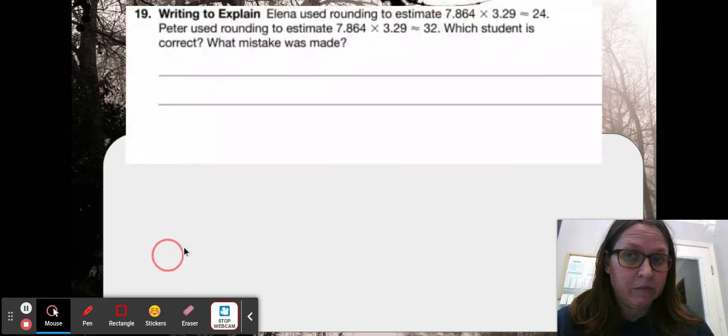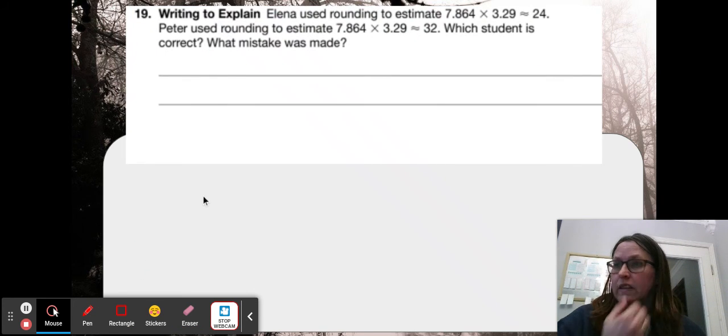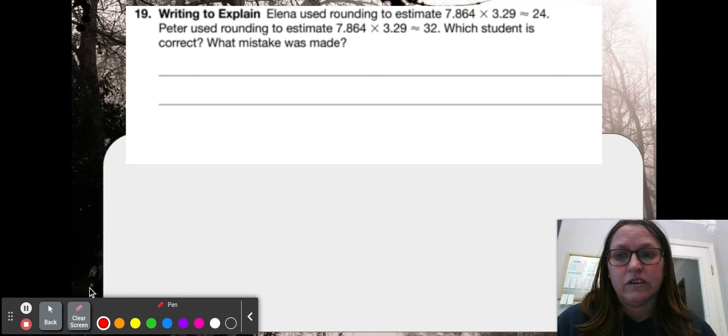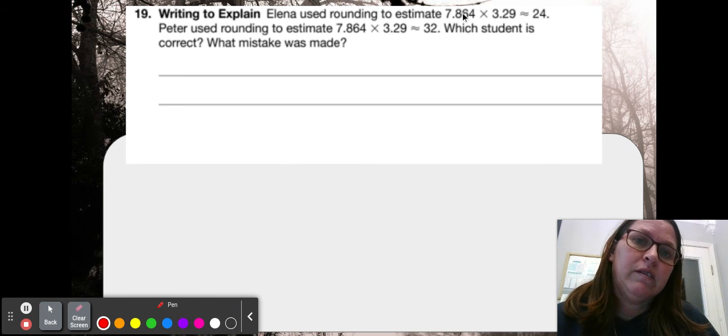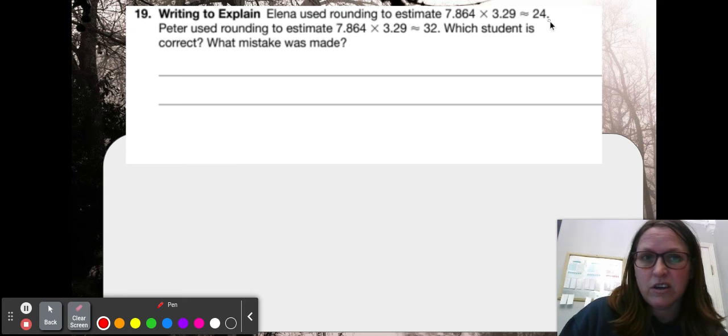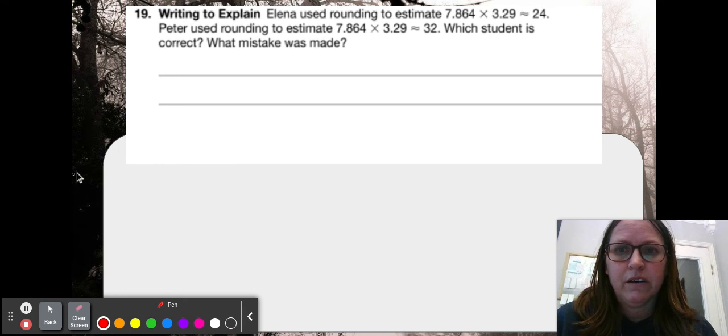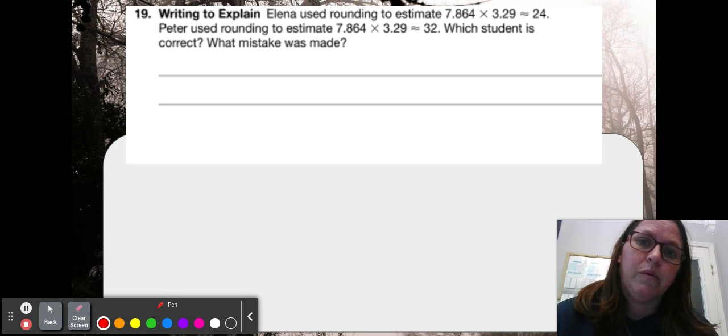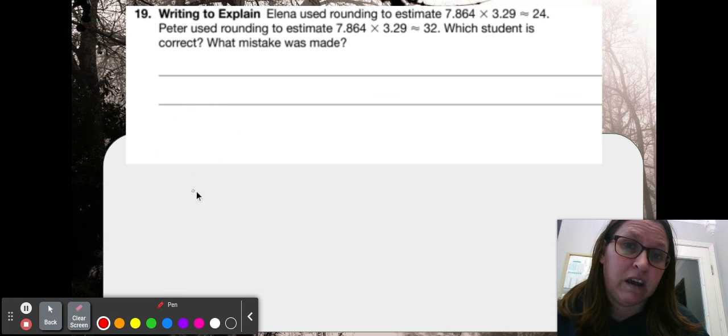Now let's go to our last problem. It says Elena used rounding to estimate that 7.864 times 3.29 is around 24. Peter used rounding to estimate that it is around 32. Which student is correct and who made the mistake?